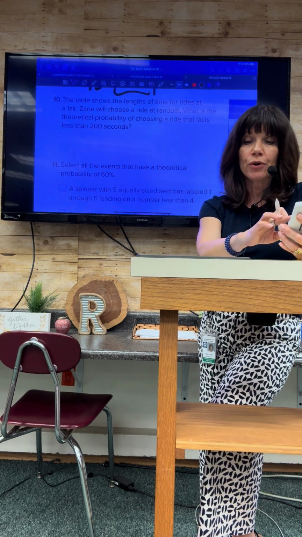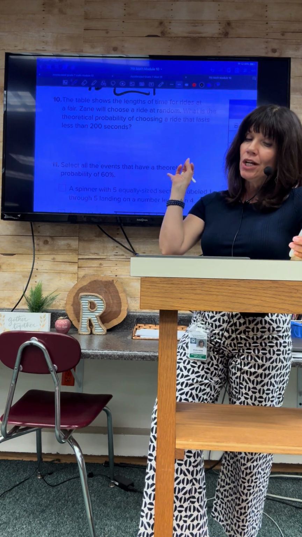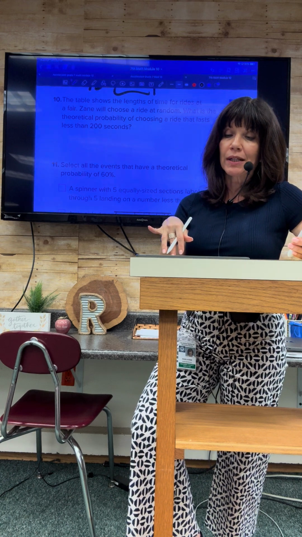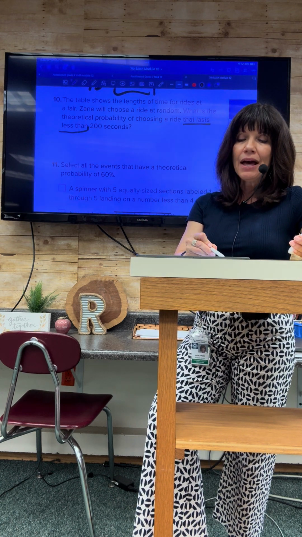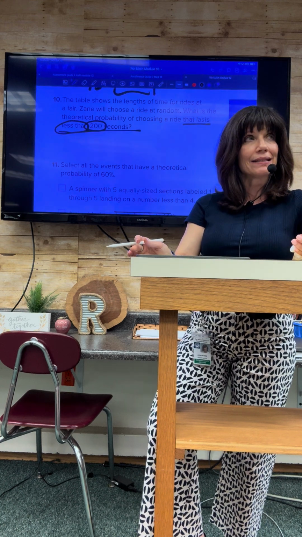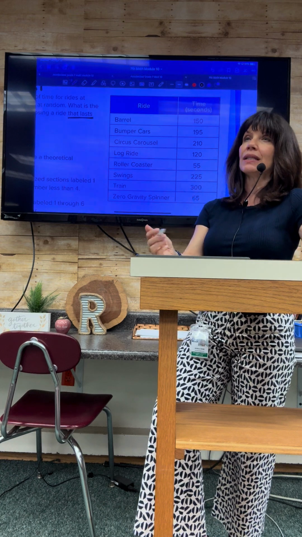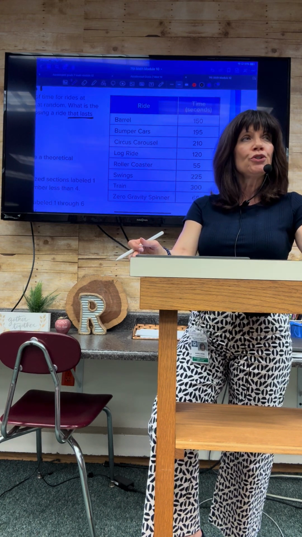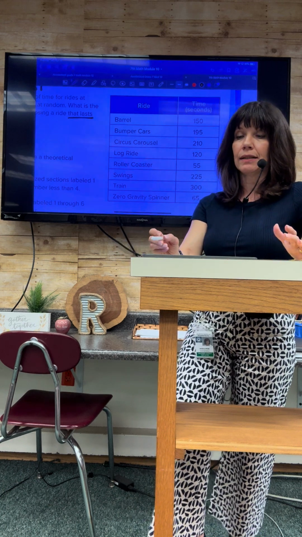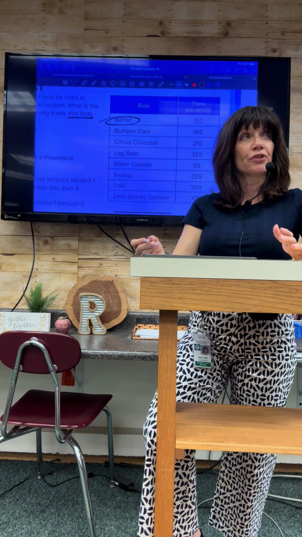The table shows the lengths of time for rides at a fair. Zane will choose a ride at random. What is the theoretical probability of choosing a ride that lasts less than 200 seconds? Go through your chart and circle all the rides that last less than 200 seconds. Should you circle barrel ride? Yes, because 150 is less than 200 seconds.